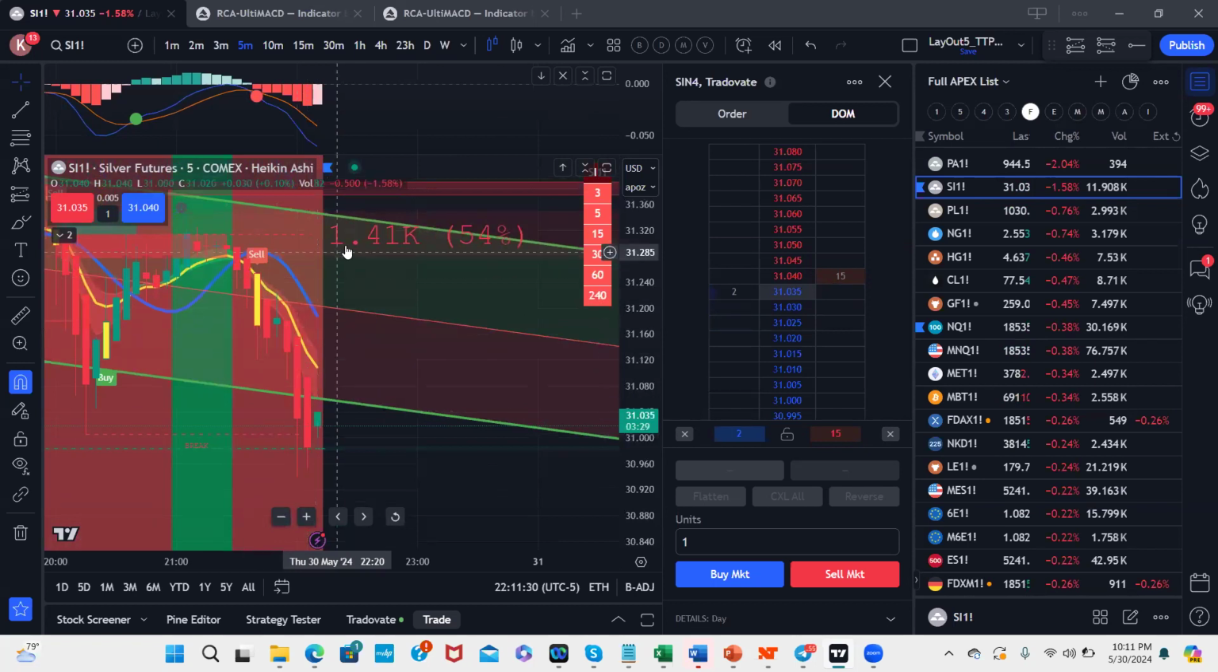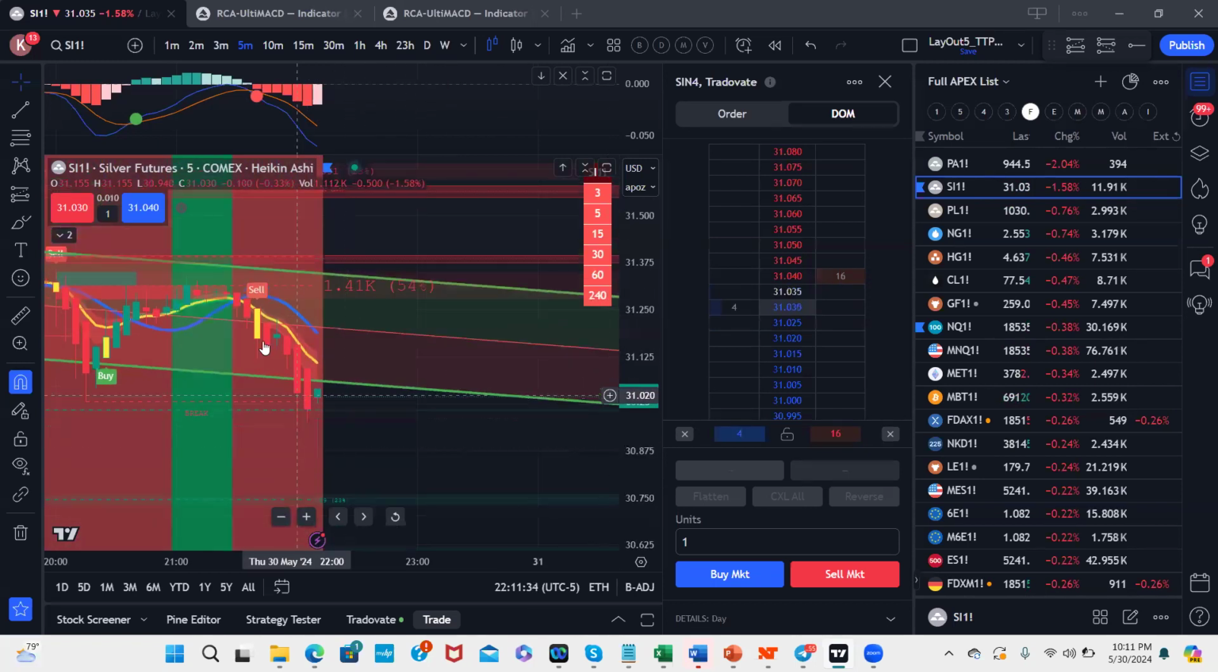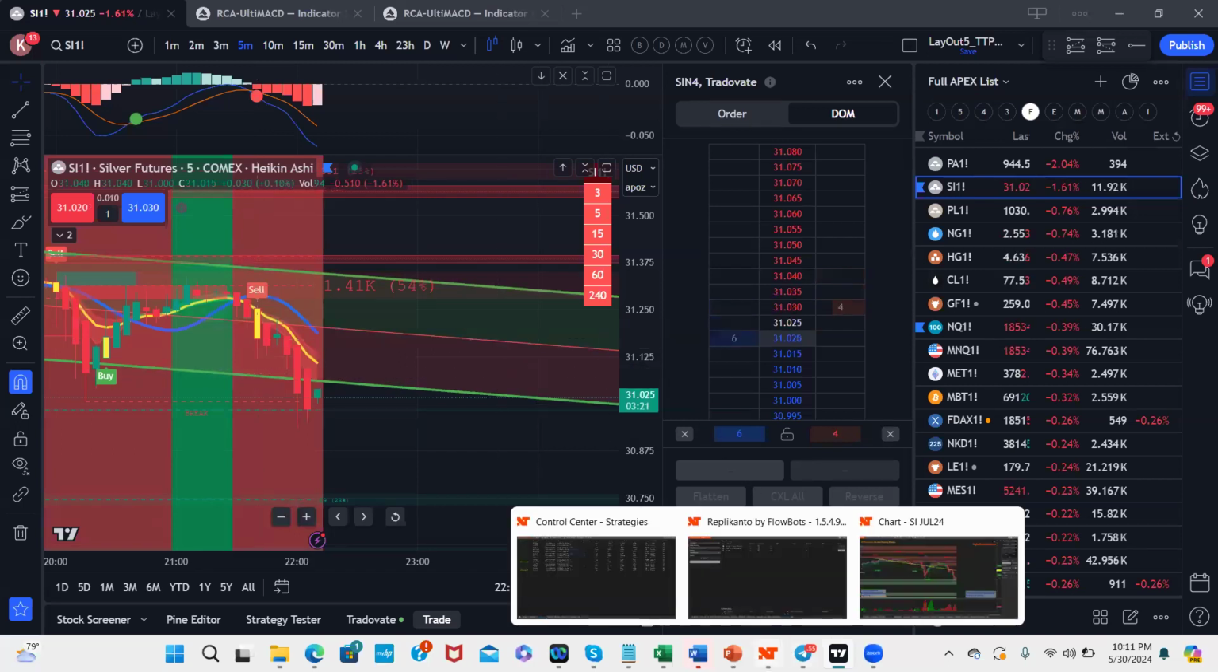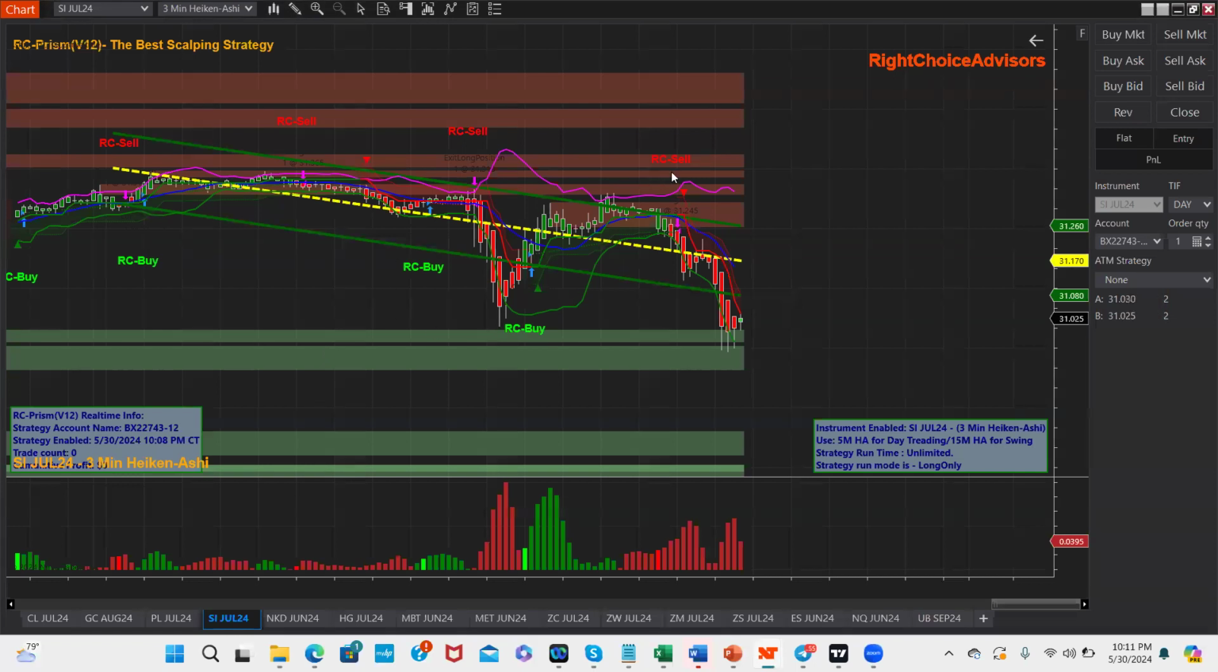It may again go and try to touch that again, and again it may drop. And that's it. So you have both the options. Either you use the Prism algo and let the algo take the trades. You can exit the trades if you want, or you can let the algo exit the trades also.